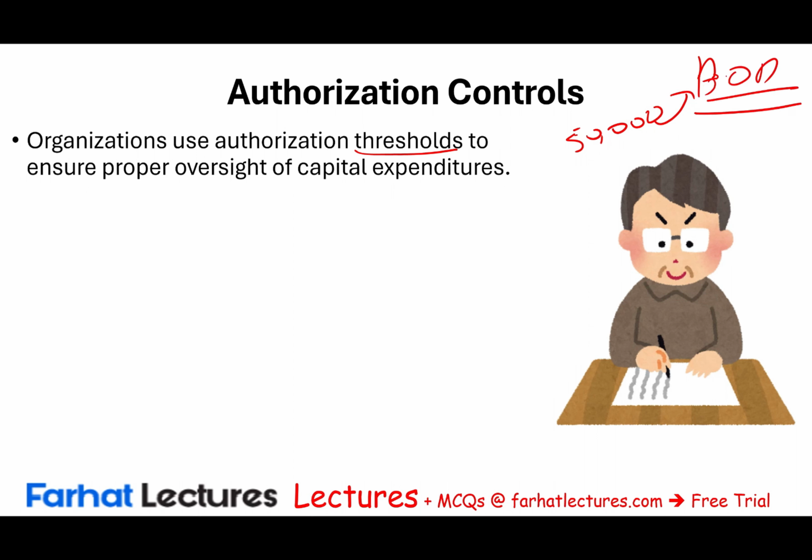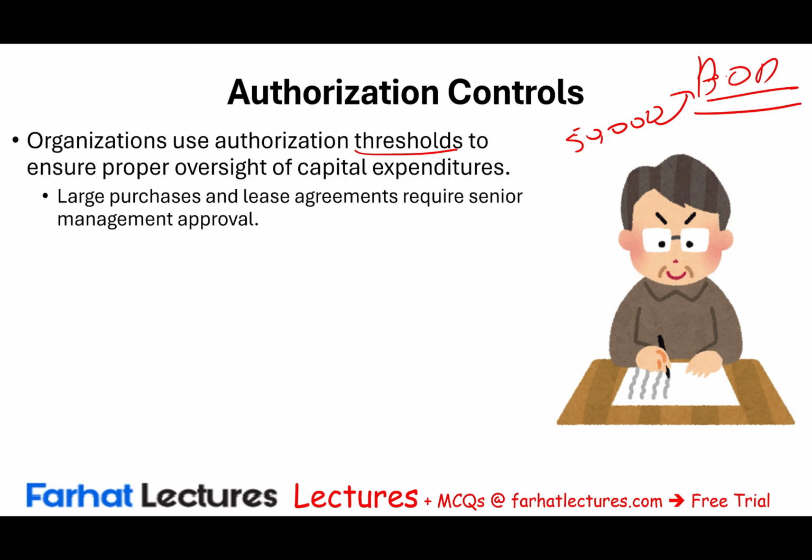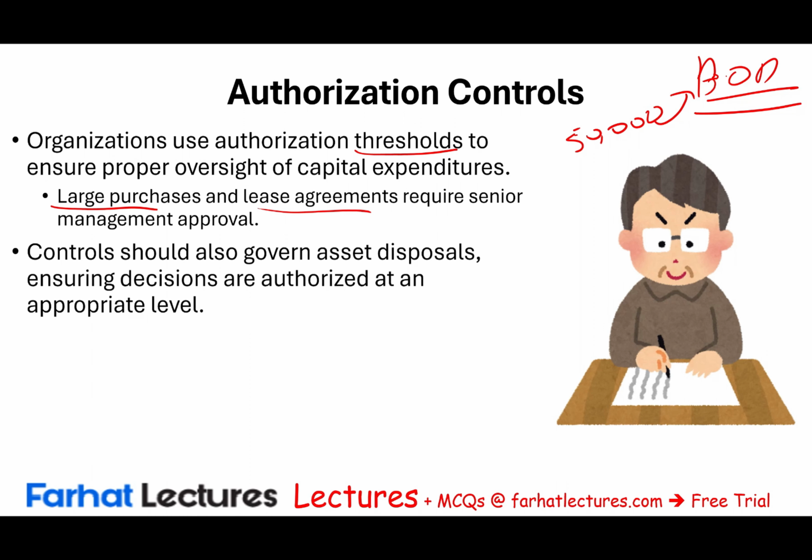So if there's a purchase of 50,000, I would look at the board of directors' records and say, okay, there's a purchase, let me see if it exists. So a large expenditure and lease agreement might require senior management approval. Again, the more paper documents, the better for the auditor.